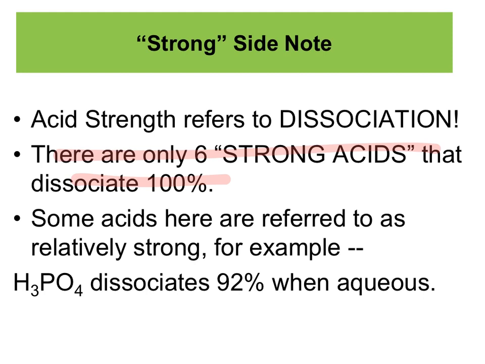So those 6 strong acids are going to be the only ones that dissociate 100%. But there are varying degrees from there. For example, we called the phosphoric acid relatively strong, and that's because it dissociates 92%, very close to 100%. And the less percent it dissociates, the more weak the acid would be. That dissociation is talking about how many ions come from the breaking of that ionic bond in the acid.